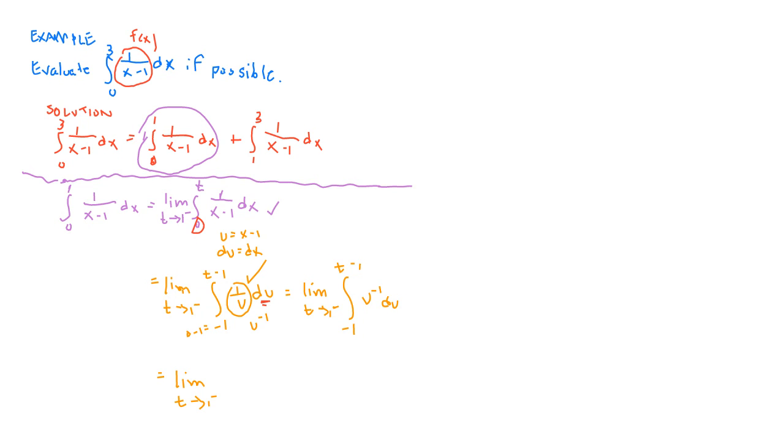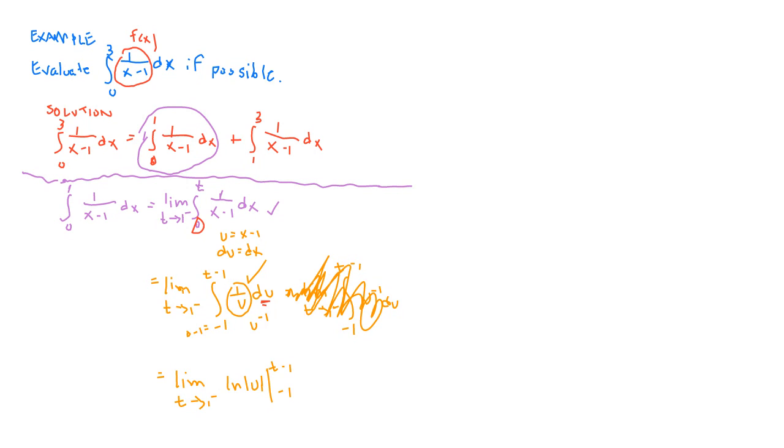So I know Sandia knows it. So this here is really not necessary. This is what I did here. Okay. It's ln of the absolute value of u, where we have t from t minus 1 to negative 1.